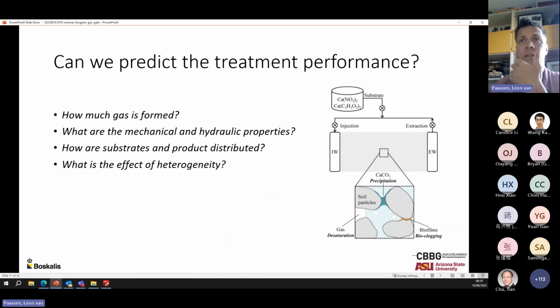how can we now predict the treatment performance? How do we know how much we need to inject? How much gas will be formed? Can we actually predict mechanical and hydraulic properties as a result of treatment? How are these products distributed, and how is that all dependent on heterogeneity of the soil which we encounter? And so this was the starting point when I moved to Arizona State and started to do research on this topic with my students over there.